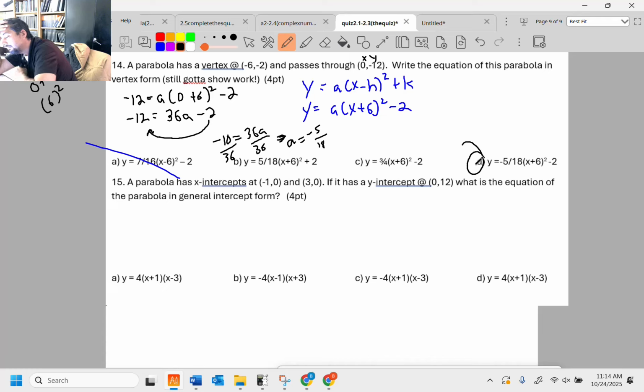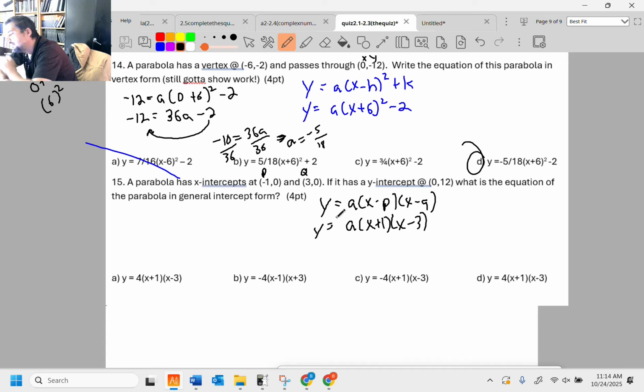Choice D. And the last one, which was supposed to be super duper easy, turns out it wasn't because most kids didn't do it on the twin, is to use general intercept form. y equals A times x minus p times x minus q. There's p, there's q. If you take away a negative, you shall be positive. Take away a positive, you're going to be negative in parentheses. That's the way I've always explained it. So I'm looking for x plus 1 and x minus 3.